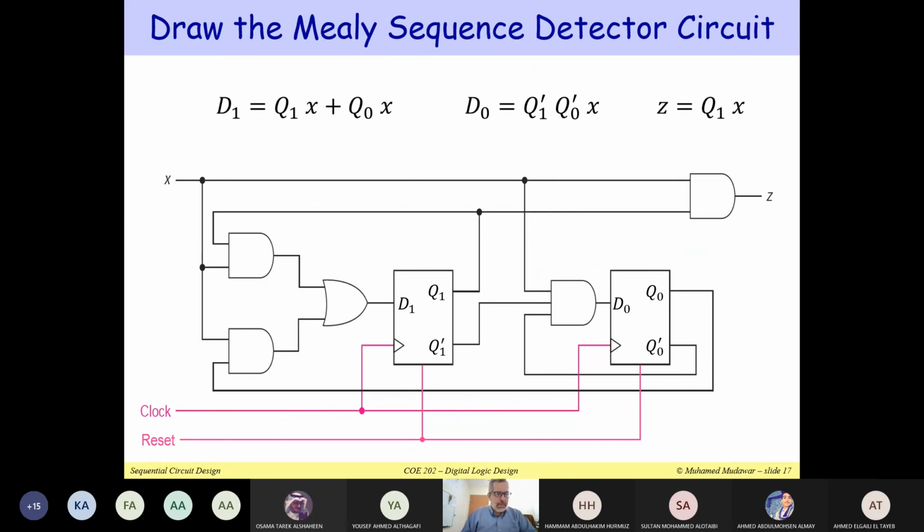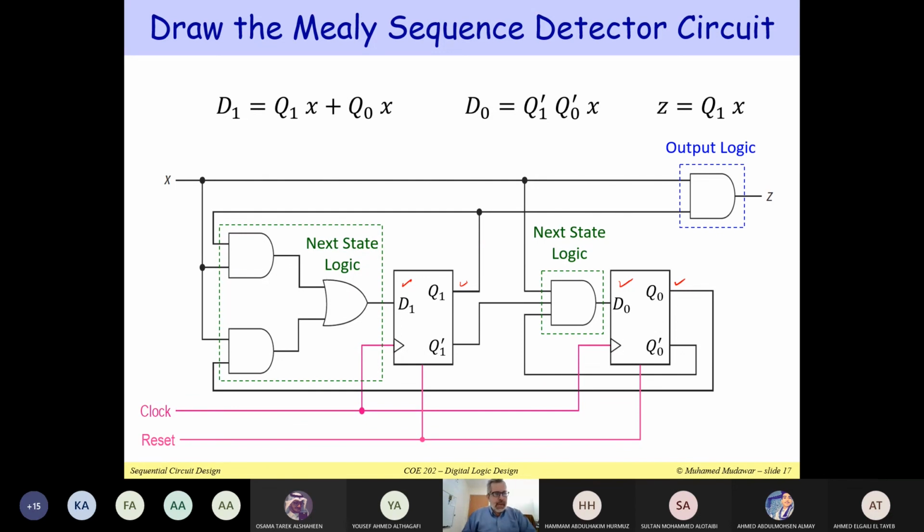I have the equations, so I can now draw the circuit diagram. Notice that this here is D1. Notice that we have two flip-flops. This is flip-flop 1, this is flip-flop 0. So this is D1, this is Q1. Here we have Q0. And we have here the equation for D1 and for D0. This is my next state logic. So my next state logic describes the logic for D1 and for D0. And we have the output logic. This is for the output Z. And notice that the output Z depends on the input X because this is a Mealy sequence detector.